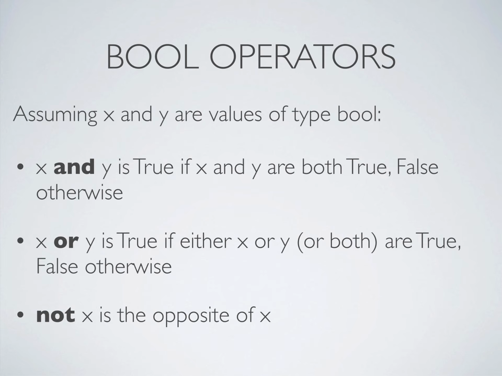Alright, and then not x, again assuming x is either True or False, is basically just going to give you the opposite. So if you say not True, you get False back. If you say not False, you get True back.